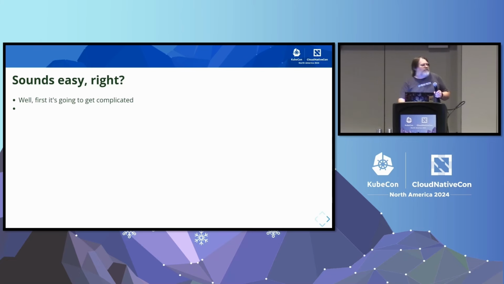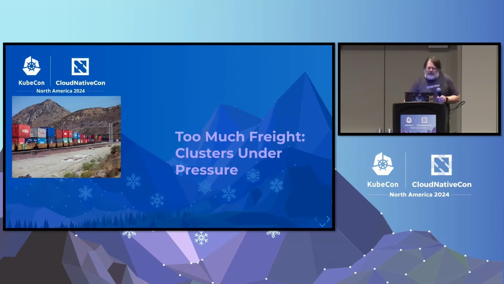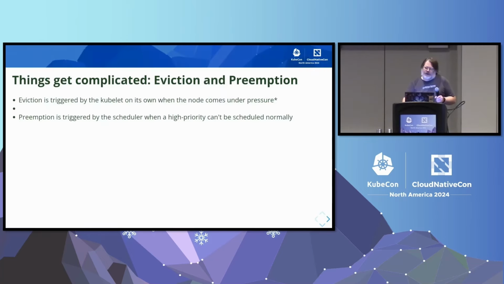So that's all fairly easy. There's some caveats and footnotes there, but it's going to get more complicated. Then it's going to get weird. Okay, so what happens when we start to put our clusters under resource pressure? We got too much freight on our railroad.